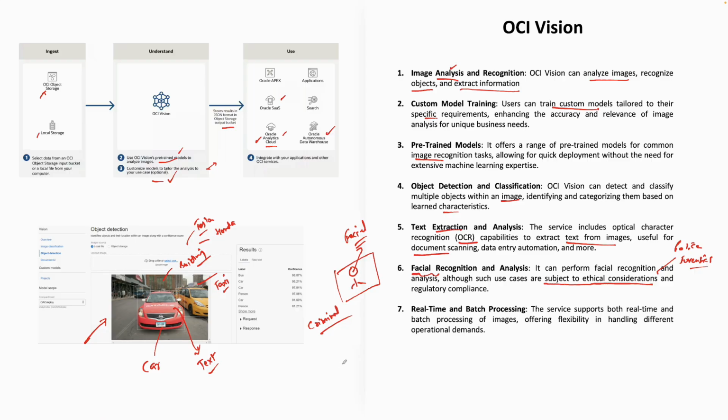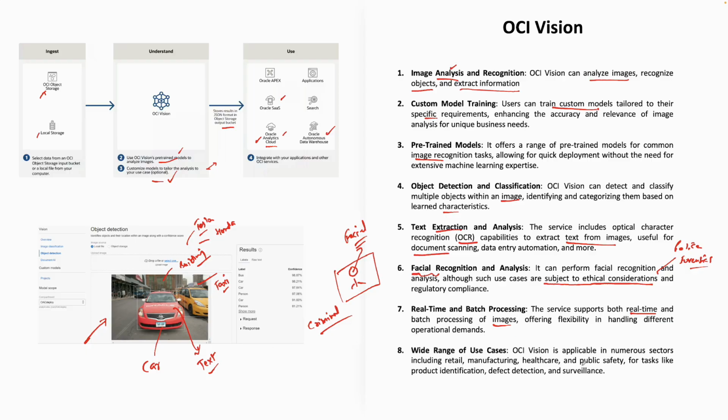The service supports both real-time and batch processing of images. As we saw in previous services, real-time means you are doing it right away, and batch processing means you have already stored several images and you load them in bulk from, let's say, your object storage. And yes, there is a wide range of use cases across sectors like retail, manufacturing, healthcare, and public safety, as I mentioned with police and forensics. For retail, you can do product identification, defect detection and surveillance.